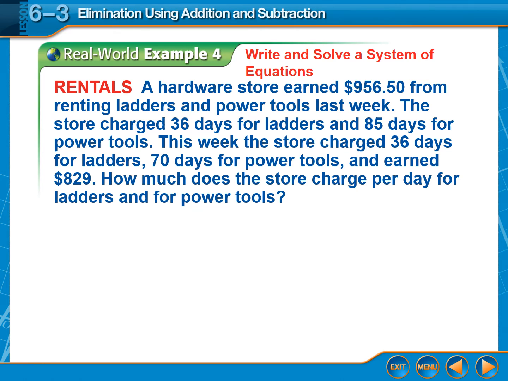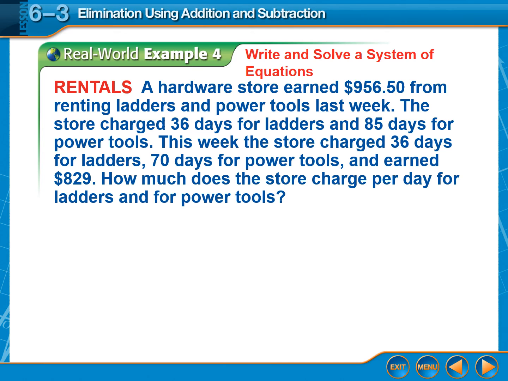All right, so a word problem. A hardware store earned $956.50 from renting ladders and power tools last week. The store charged 36 days for ladders and 85 days for power tools. This week, the store charged 36 days for ladders, 70 days for power tools, and earned $829. So how much does the store charge per day for ladders and for power tools?